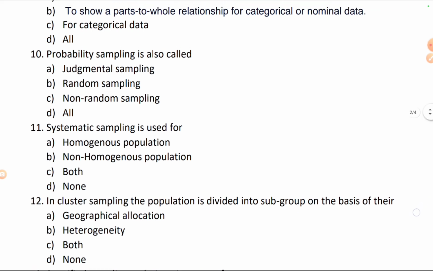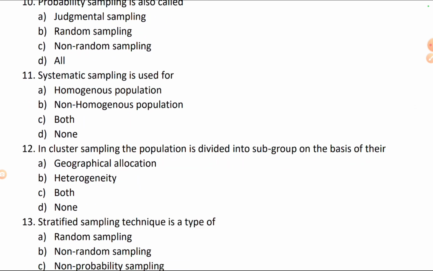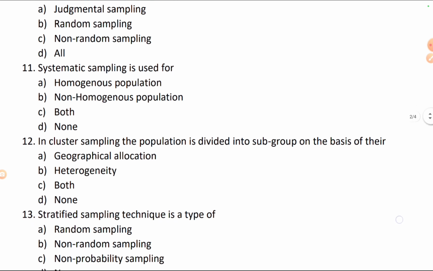Probability sampling is also called option A, judgmental sampling. B, random sampling. C, non-random sampling. And D, all. The answer is option B, random sampling. Systematic sampling is used for option A, homogeneous population. Option B, non-homogeneous population. C, both. And D, none. The answer is A, homogeneous population.